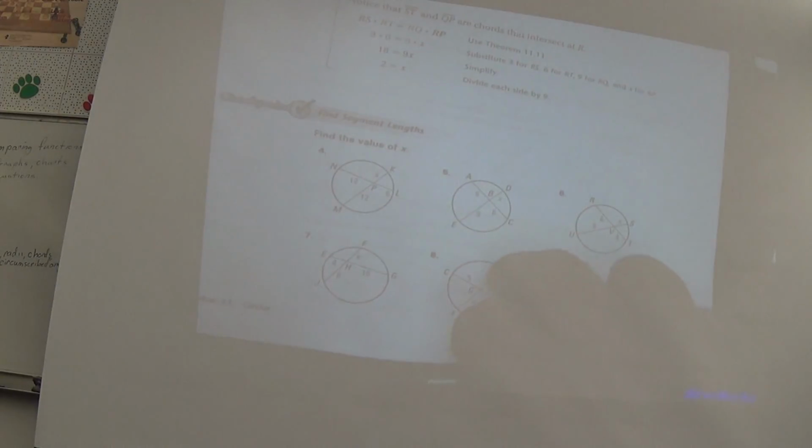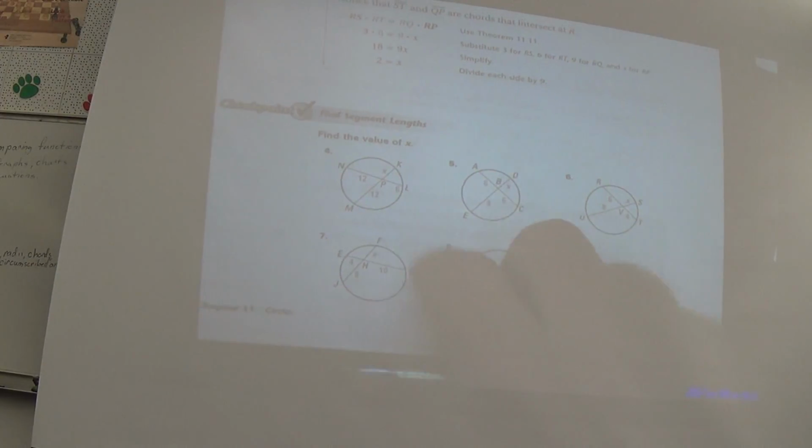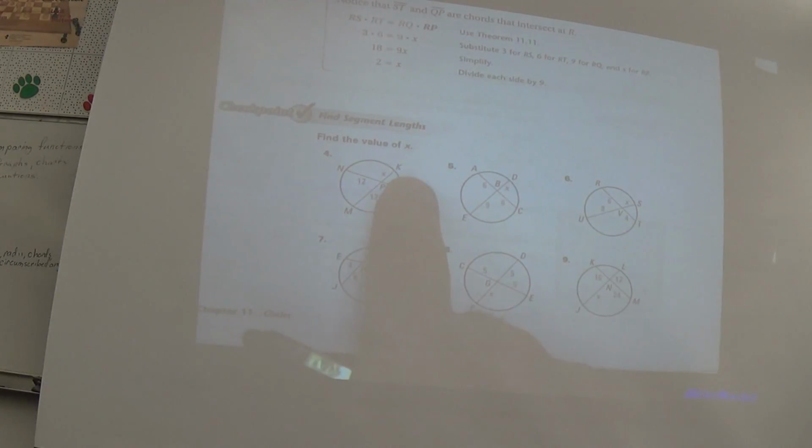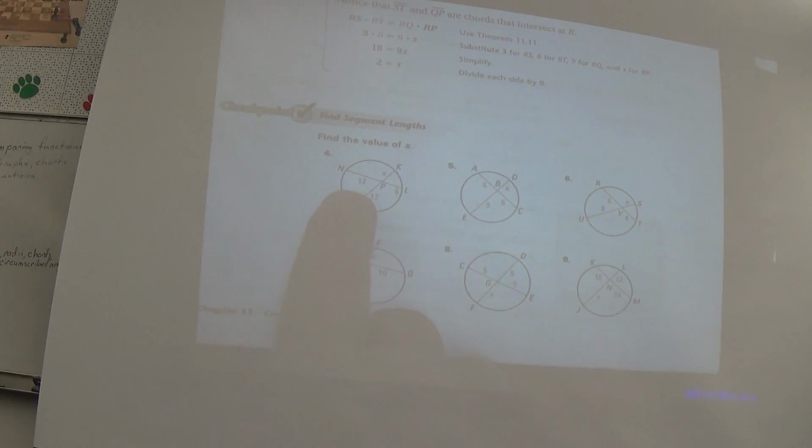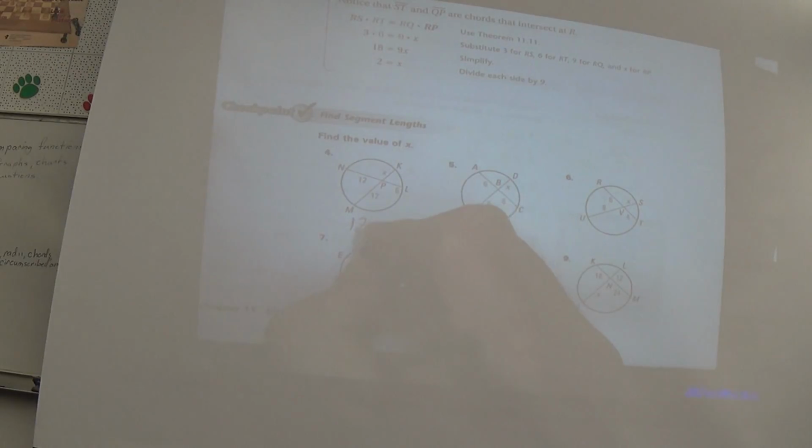The product of the segments of one chord is equal to the product of the other chord. So if you look at number 4 down here at the bottom, you have the product of one chord, which is going to be 12 times 6, equal to the product of the other chord, which is 12 times x.